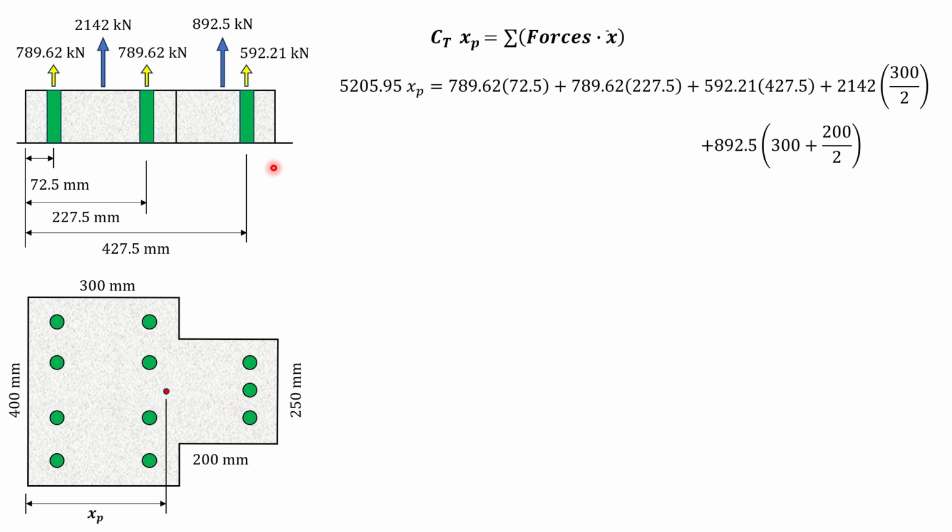Next, for the concrete, the C sub C1, that is 2142. Multiply that by, of course, half of this 300. Yun yung kanyang distance from the 400 mm side. Then next, or the last one, is 892.5. Multiply that by 300 plus half of this 200. Para dito sa ating concrete 2. Yun yung kanyang moment arm. Then, simplify everything. We get the location of the plastic centroid equal to 224.43.